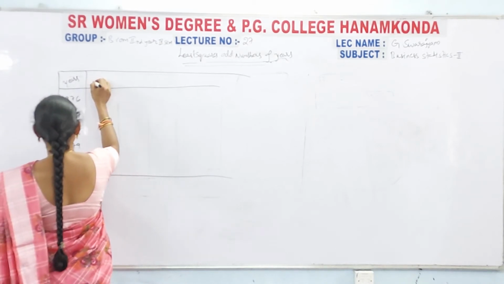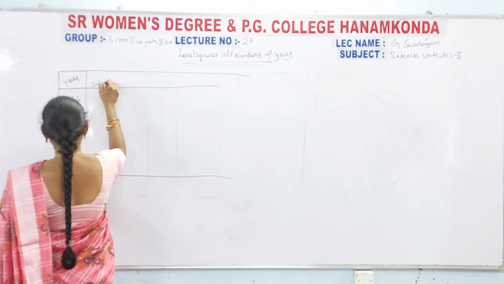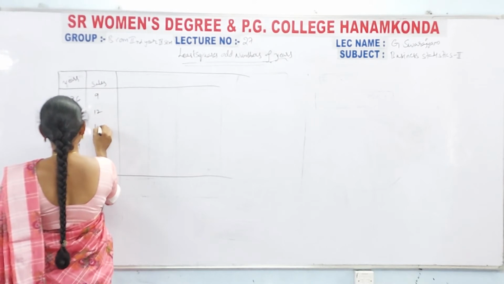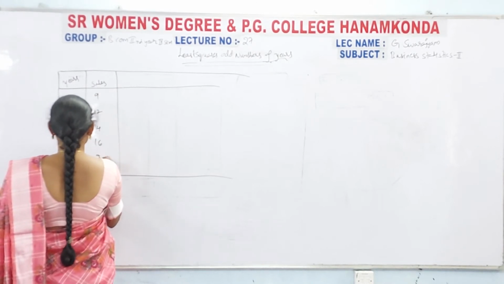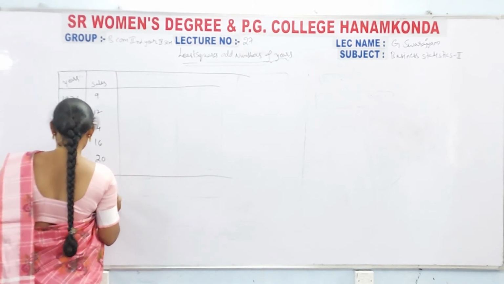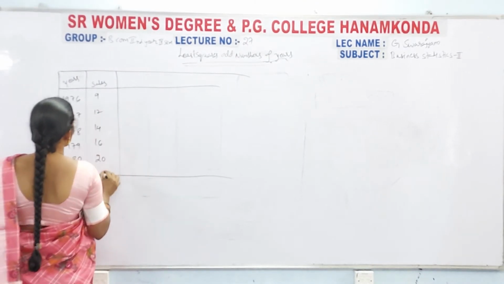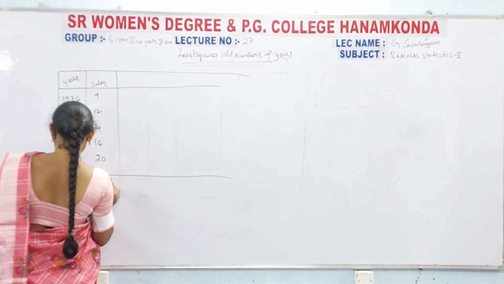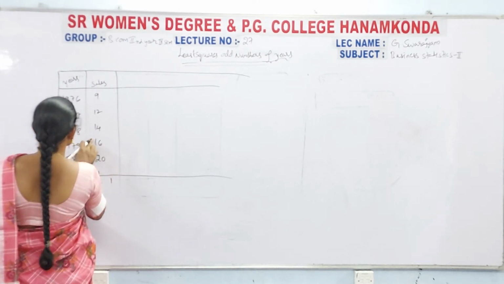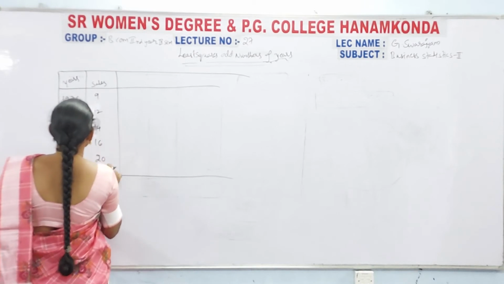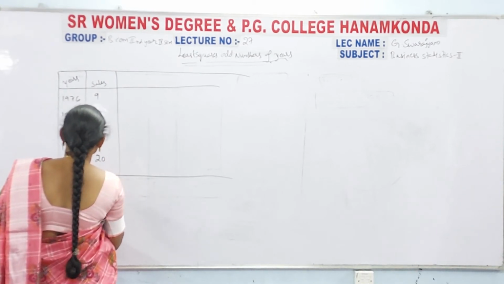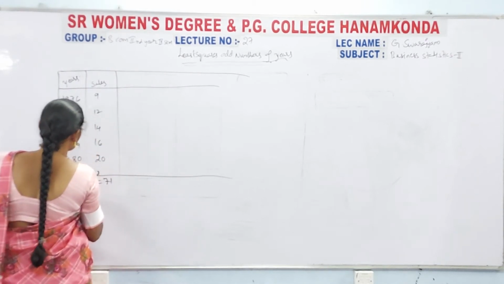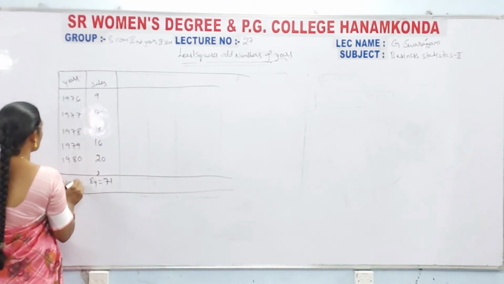Next, sales here: 9, 12, 14, 16, 20. So this is y, sigma y is equal to the total: 71. Then n is equal to 5.